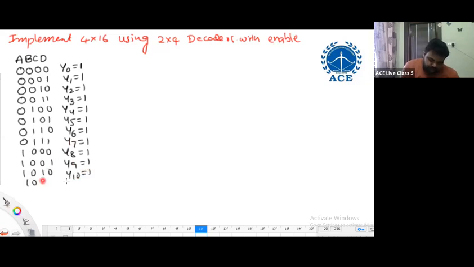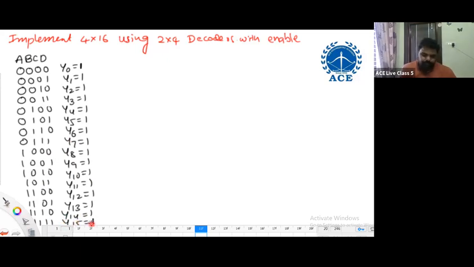1, 0, 1, 1, Y11 is 1. 1, 1, 0, 0, Y12 is 1. 1, 1, 0, 1, Y13 is 1. 1, 1, 1, 0, Y14 is 1. 1, 1, 1, 1, Y15 is 1. These are the outputs. When I mention the respective output n is 1, the remaining are zeros. This should be implemented using 2 to 4 decoders.